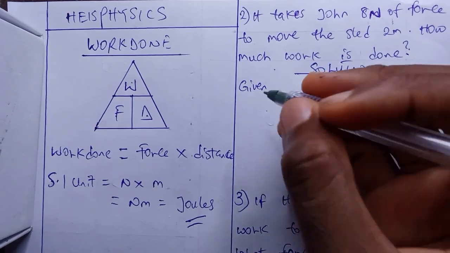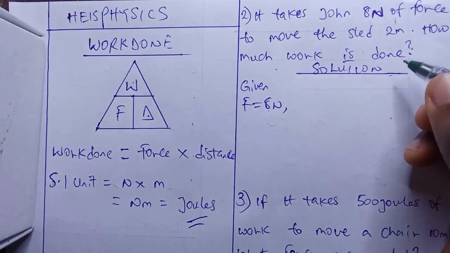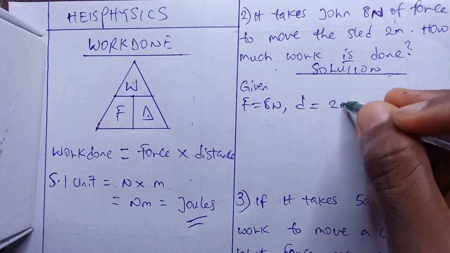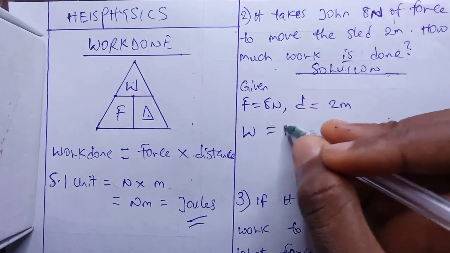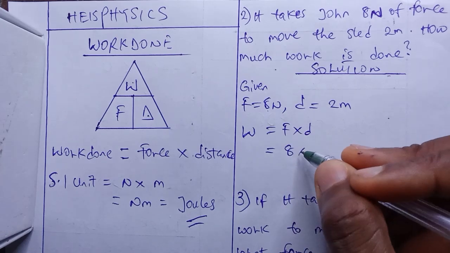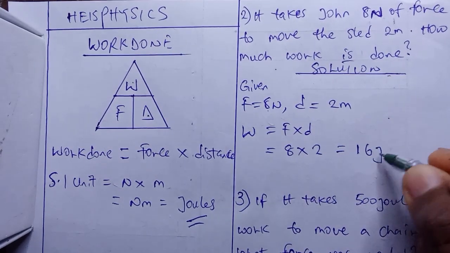So now we have given: force equals 8 Newton. It moves a sled 2 meters, and the unit of distance is meter, so our distance equals 2 meters. How much work is done? Work done equals force times distance, which is 8 times 2. So our work done is 16 joules.